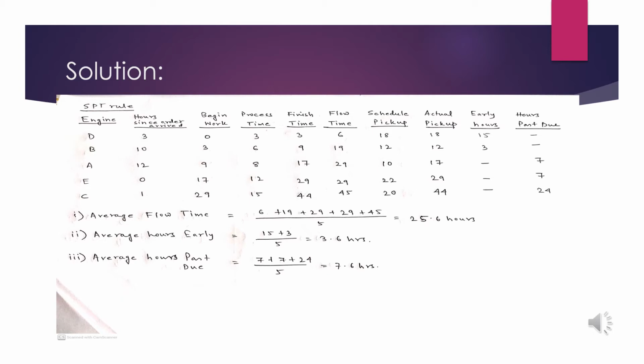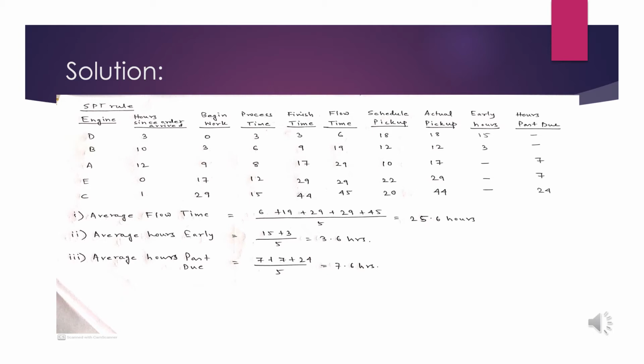For the second job, B, since D has completed at 3, the beginning time will be 3, the processing time is 6, so the finishing time will be 9, and the flow time will be the finishing time plus 10, which is 19. Coming to A, B's work was completed at 9, so A's work will start at 9, processing time will be 8, so the finishing time will be 17. If we add the hours since order arrived to the finishing time, the flow time becomes 29.